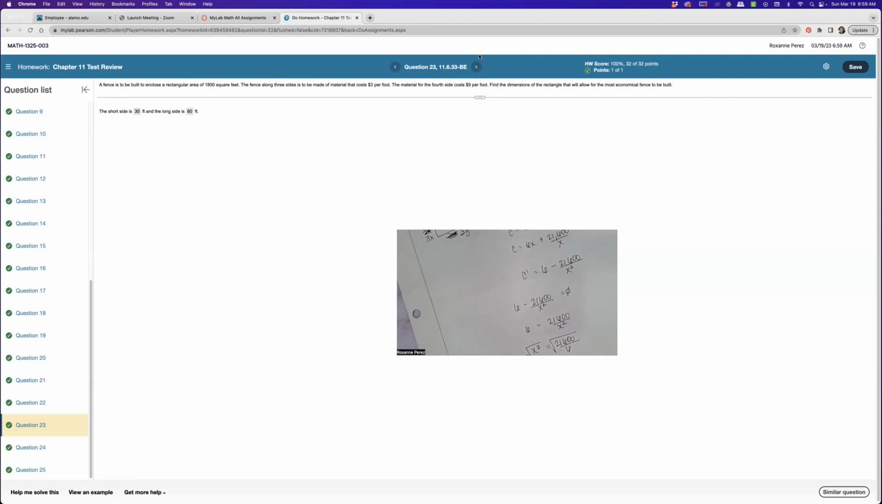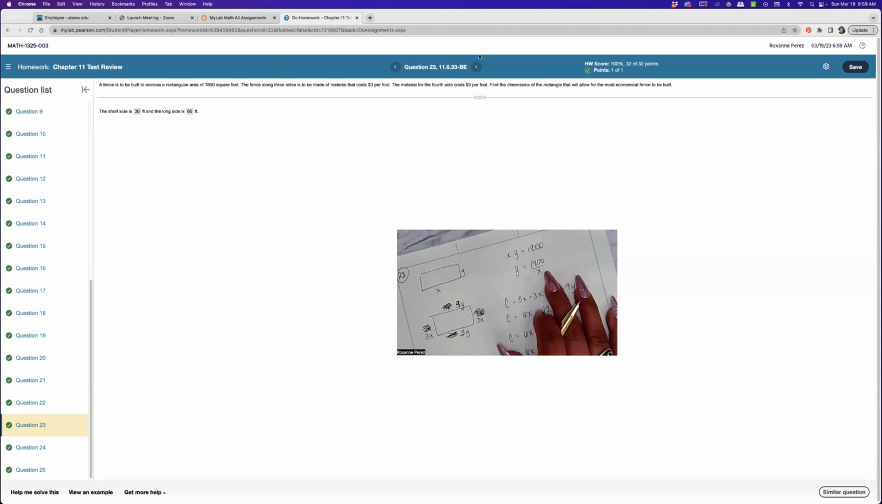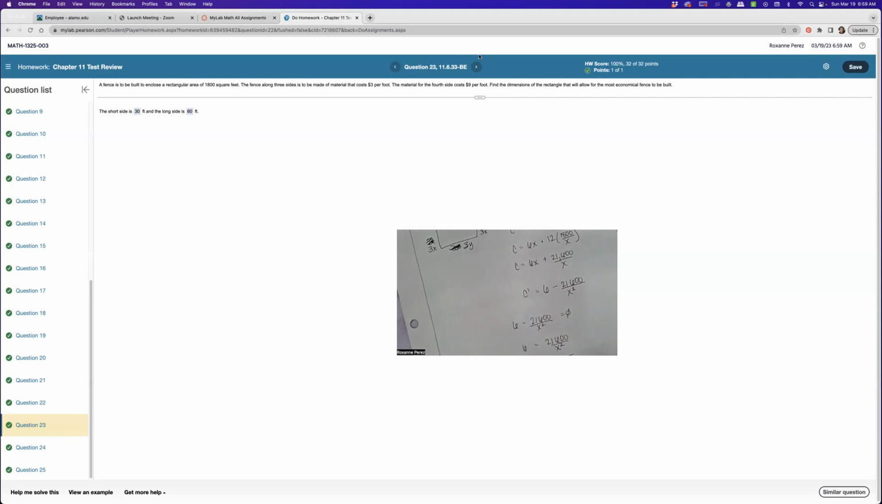So your short side, okay, so now let's go back and finish solving for y. So y equals 1800 divided by 60, which gives us 30. Okay, so for your problem, the short side is 30 and the long side is 60 feet. Okay, and that's it for this problem.